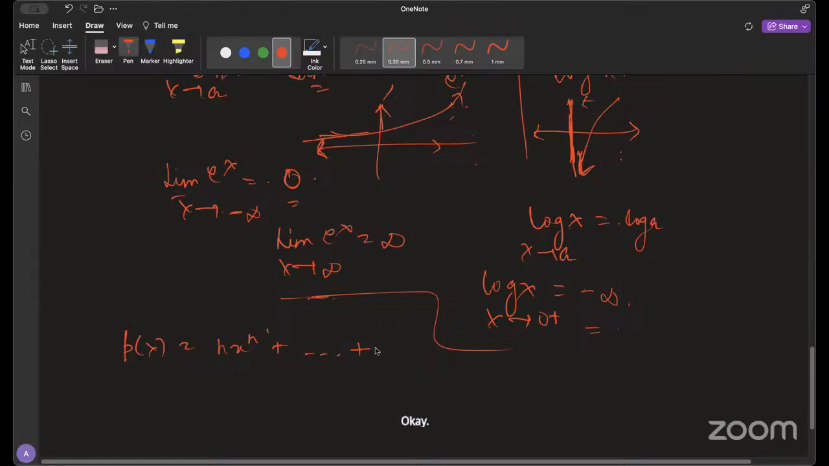This is the general polynomial thing here. So it's basically when you calculate the limit at any point, it's just this thing.